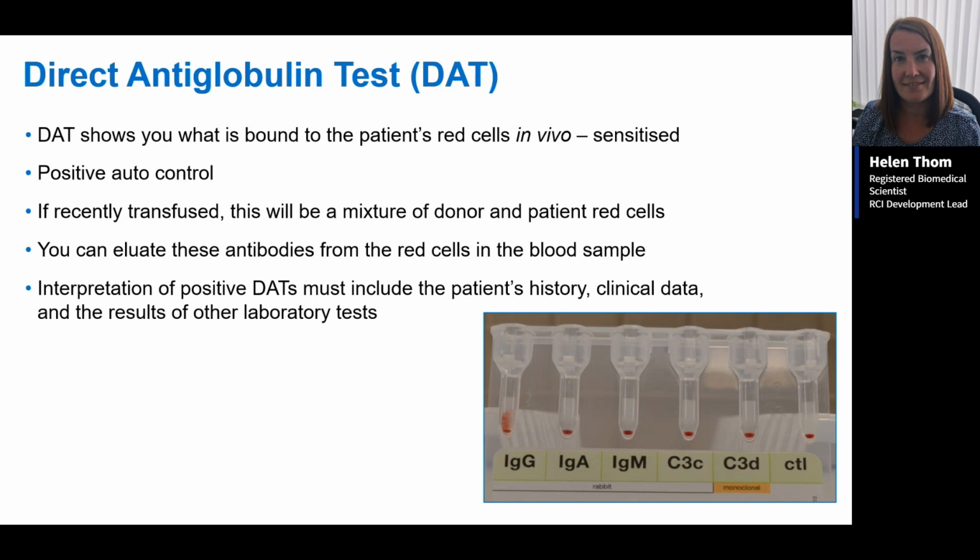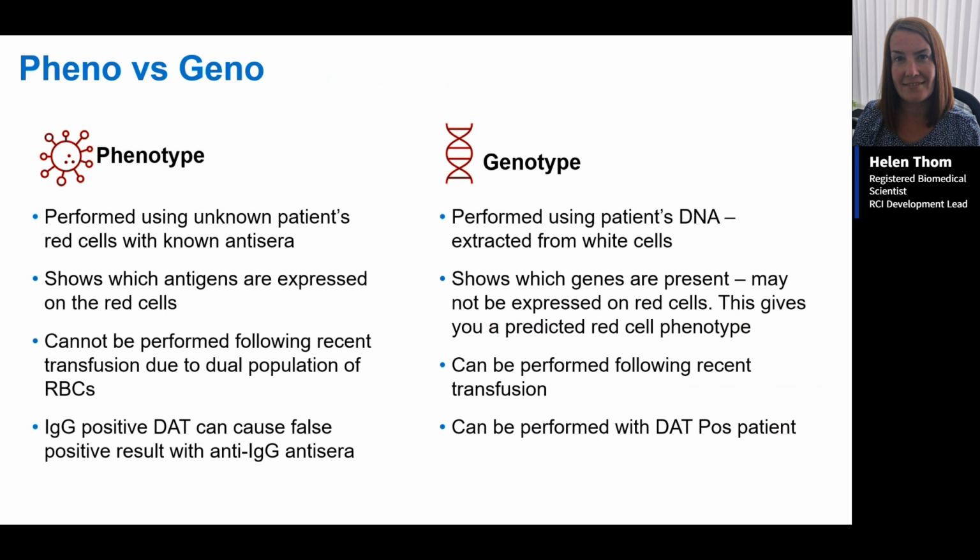And this is really useful because if your patient's been transfused and we know they're positive for IgG, it's telling you that there's something bound to those red cells, but we can actually elute these from the red cells in the blood sample and find out what antibody it is that's bound to those. But just a little disclaimer at the bottom there: interpretation of positive DATs must include the patient's history, clinical data, and results of other laboratory tests. So it's part of many things that we'll look at when we're doing the tests on these patients.